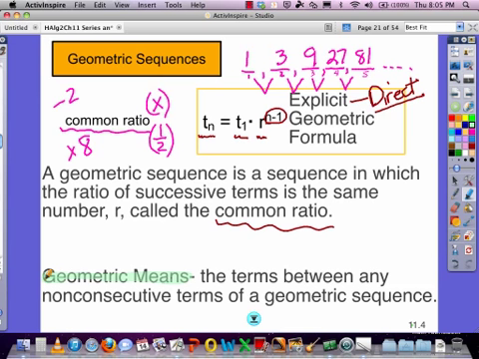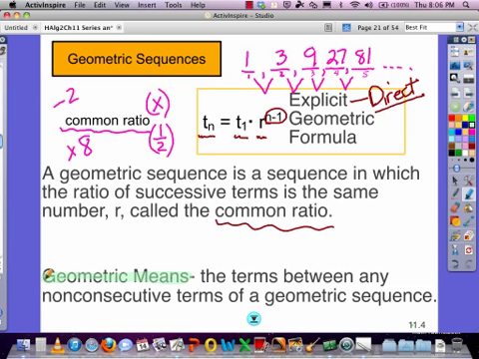If I started with the number 1, and I went all the way to the 81, the 3, the 9, and the 27 would be considered, I said arithmetic, geometric means. Okay? So if I say I have 5 terms, the first one's 1 and the fifth one is 81, you got to know that the second, third, and fourth term are missing. Those 3 terms that are missing are called geometric means.